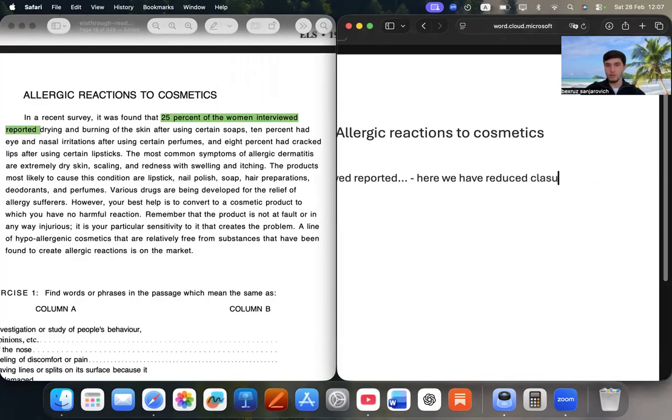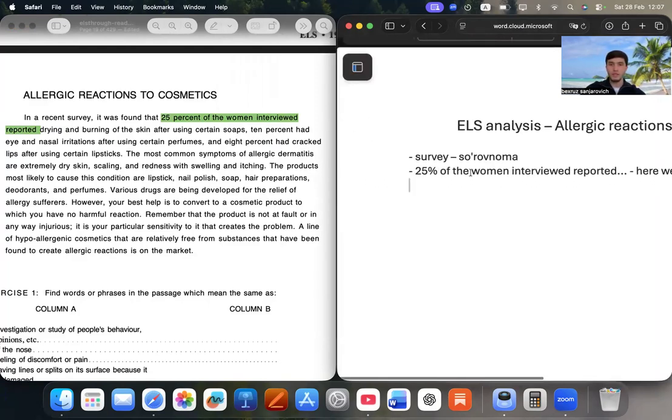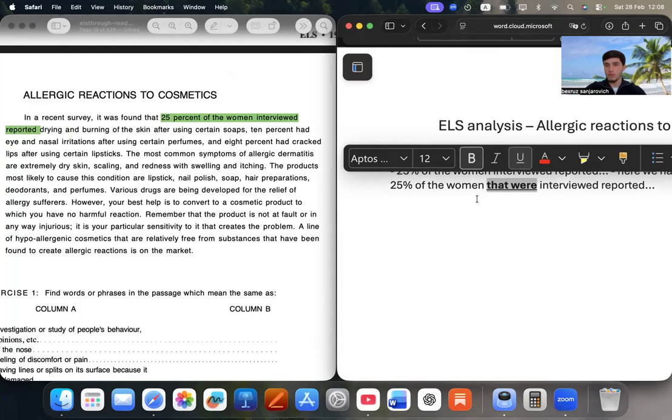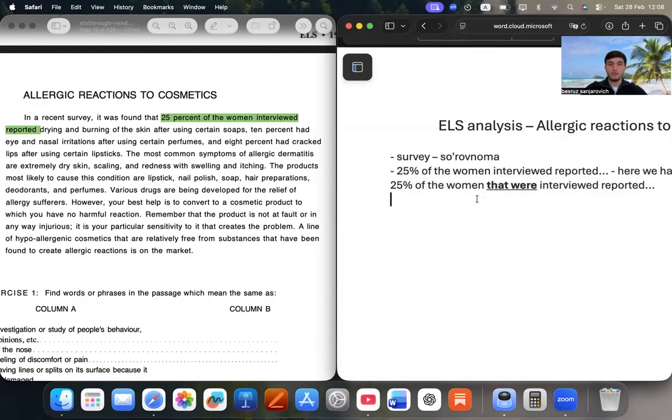a reduced clause. The sentence itself should have been 25% of the women that were interviewed reported blah blah blah blah. You see how the relative clause is not really being used and it's being omitted. So you can do the same in your speaking and writing as well. For example, you can say, I bought all the books needed for writing.